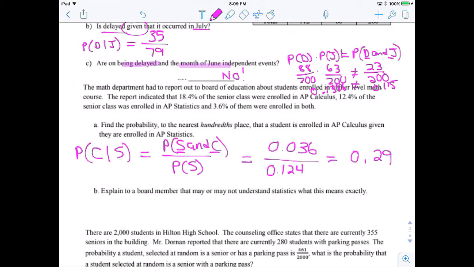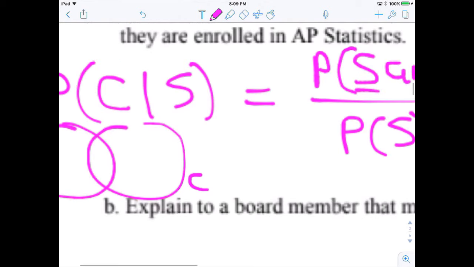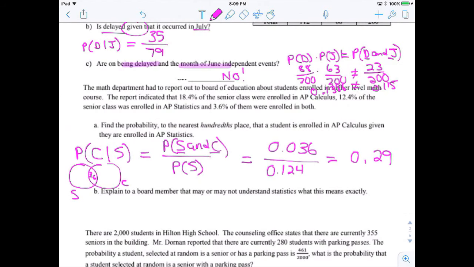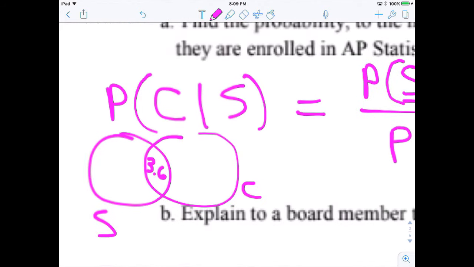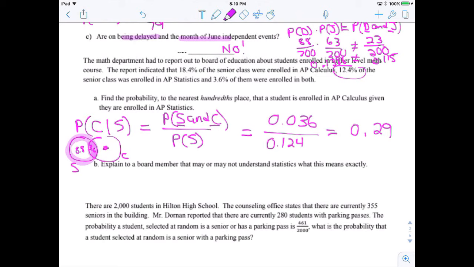Now, if that was tricky for you, remember you could always draw a picture. So you could say, okay, these are in statistics, these are in calculus. I know that 3.6 is in the overlap. And in statistics, I know that there's a total of 12.4%. So I'm going to do 12.4 minus 3.6 to get what's in that remaining portion, which is 8.8, right? And you could do the same thing to get this over here. But really what we're looking at is this part out of the whole stats circle. And so that's where I'm getting that 0.29.